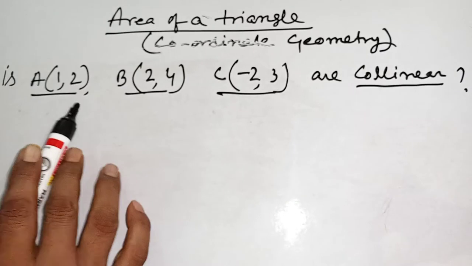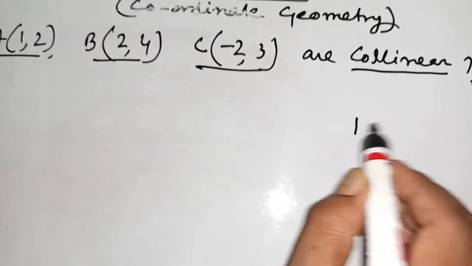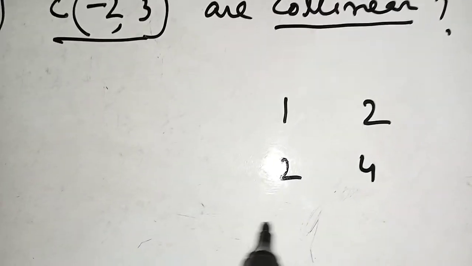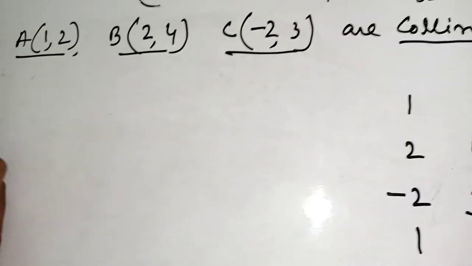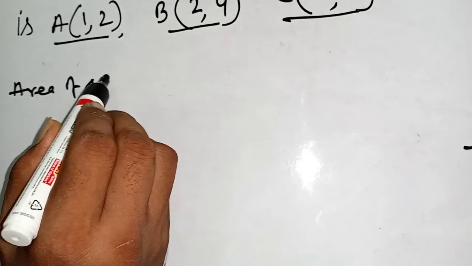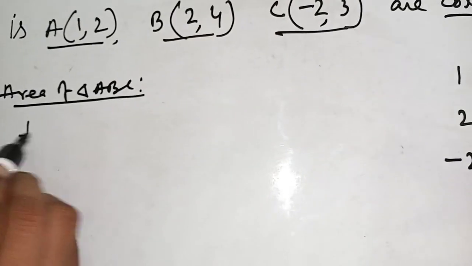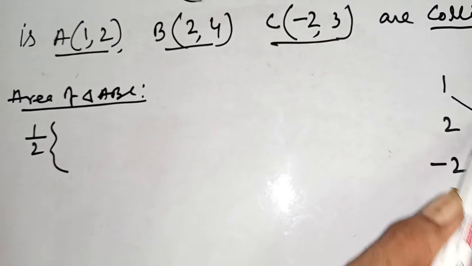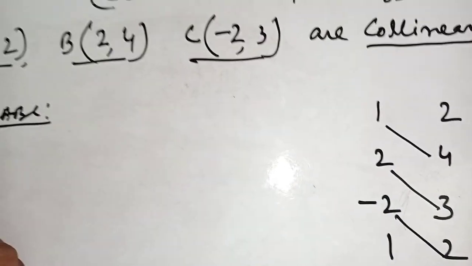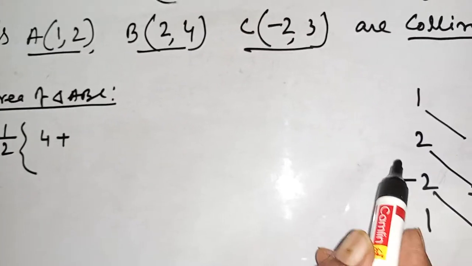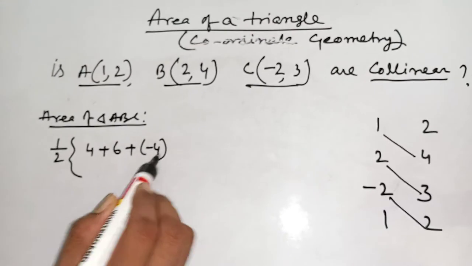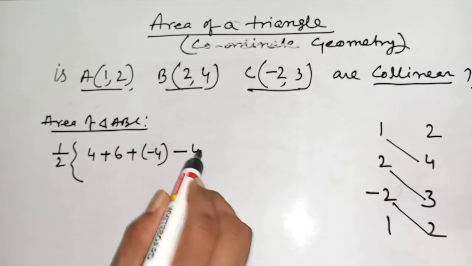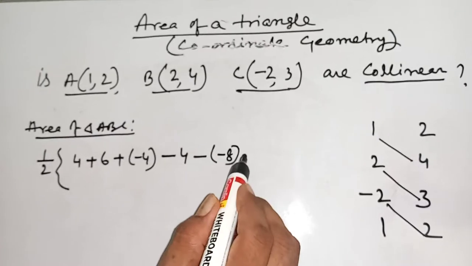That means at first you find the area of triangle ABC. 1, 2, 2, 4, minus 2, 3. Now repeat this, 1, 2. Area of triangle ABC equal to 1 by 2, this into this, this into this, this into this. 1 into 4, that means 4. Plus 2 into 3, 6. Plus bracket minus 4. Next minus 4, minus 4, 4, 8 minus 3.